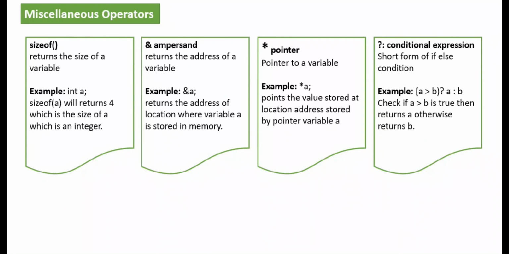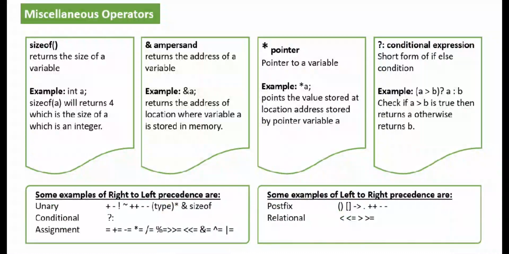Similarly, in C, there is operator precedence and we have two kinds: one is right to left and the other is left to right. So these are the unary operators, that means which need a single operand. Right to left precedence means if these are used in a statement, then they will be executed from right to left. So sizeof will be of higher priority, then ampersand, then pointer, then minus minus, then plus plus, complement, not, minus, plus. Similarly, conditional, then assignment. So all these operators will be operated with right to left precedence. That means the rightmost will be of high priority.